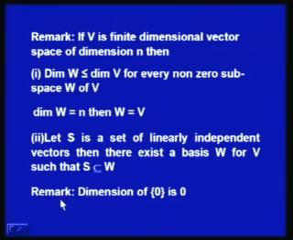The next remark is, the dimension of a vector space consisting of only the null vector is 0, because this space has only the 0 vector. The 0 vector is always linearly dependent. So, we will have its dimension as 0.